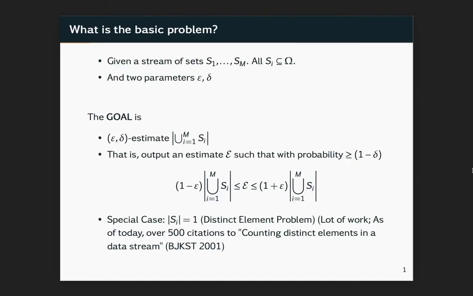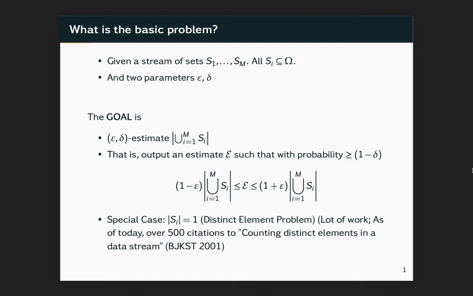So here is the problem. We are given a stream of sets S1 to Sm, where the sets Si come from the universe omega, and we have been given two parameters, epsilon and delta. The goal is to estimate the size of the union of the sets. That is, with probability at least 1 minus delta, we have to output an estimate which is more than 1 minus epsilon times the size of the union and less than 1 plus epsilon times the size of the union.